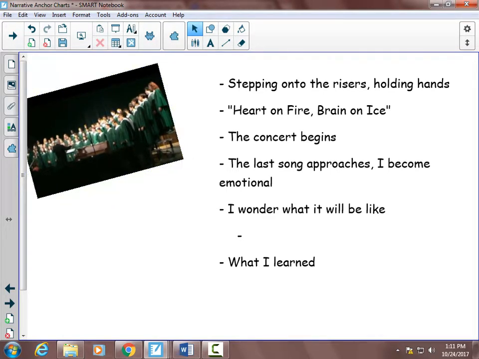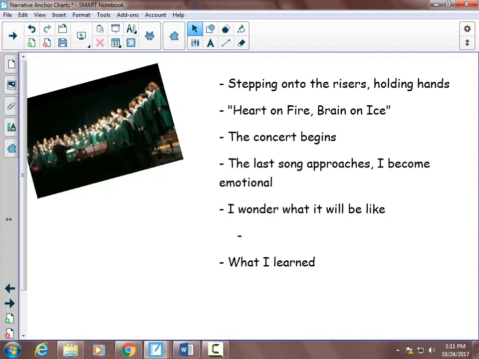So I went through the story that I'm writing so far, and I said, stepping onto the risers, holding hands. Then Mr. Powell says, heart on fire, brain on ice. Then the concert begins. The last song approaches. I become emotional. And then I noticed in my writing, I said, I wonder what it will be like without Vestal Voices. So I thought I might be able to do a flash forward, imagining the future, but I'm going to need your help. And then at the end, I jumped to the paragraph of what I learned.